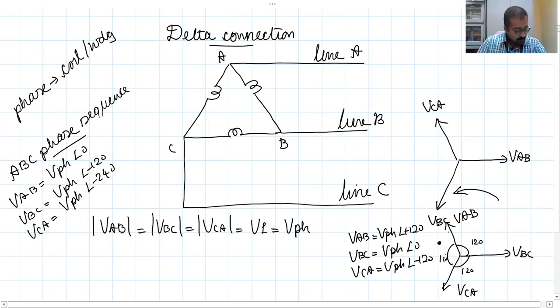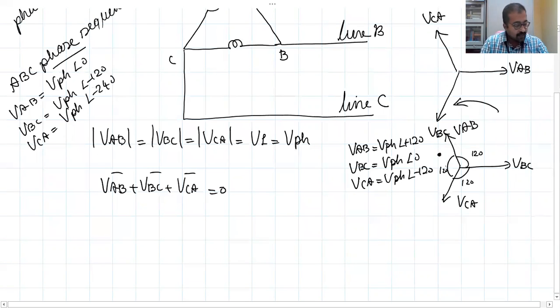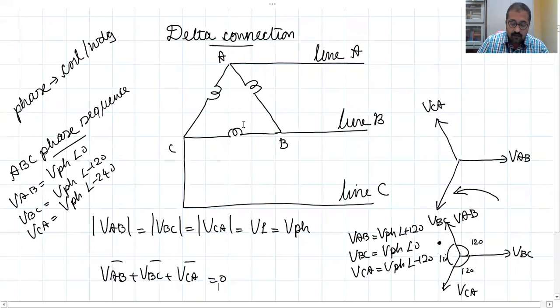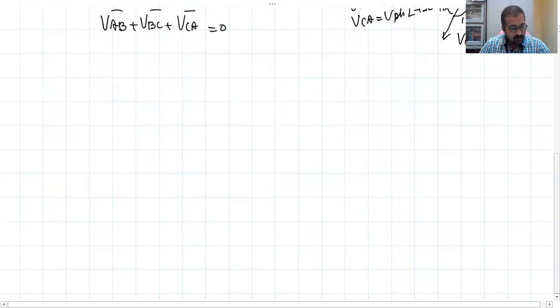Since the voltages are symmetric, since the system is symmetric, the phasor sum of VAB, VBC, and VCA will become 0. It's evident. So the phasor sum of line voltages is 0. This is the case about a symmetric delta connected supply. Now let us take the case of a balanced delta connected load.